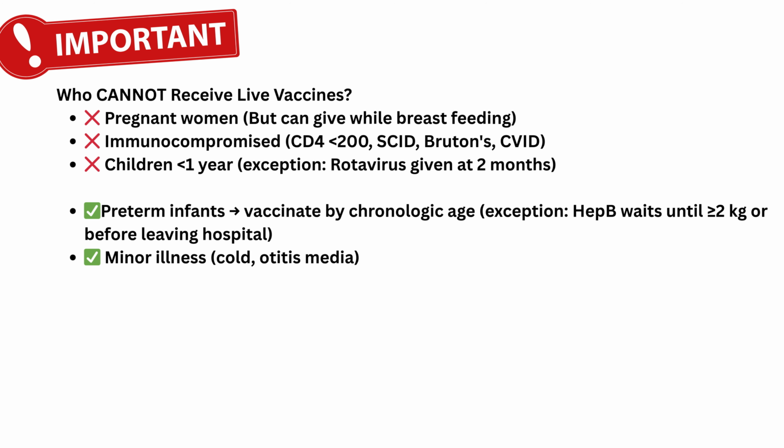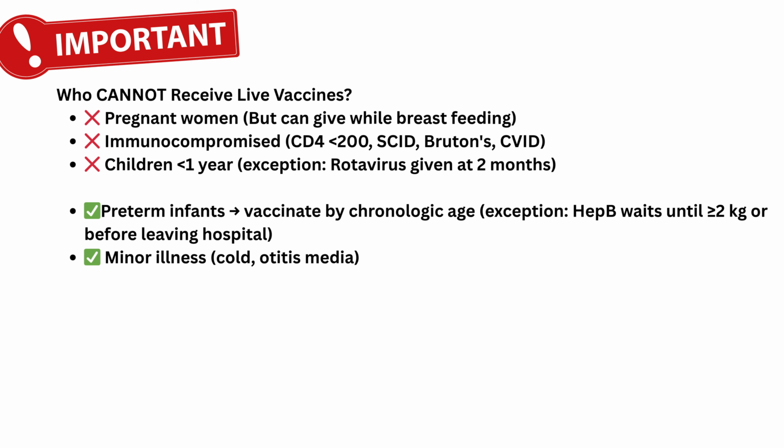Now, who cannot receive live vaccines? Let's make this simple. Pregnant patients cannot receive live vaccines. But breastfeeding? That is safe. Immunocompromised patients also cannot receive live vaccines. This includes CD4 count below 200, SCID, Bruton agammaglobulinemia, and CVID. And children under 1 year old? Generally no live vaccines, except one important exception: rotavirus. Rotavirus starts at 2 months. So that is the only live vaccine you will see under 1 year of age.